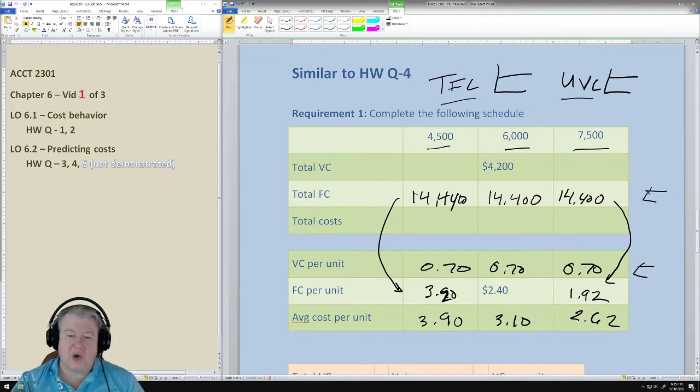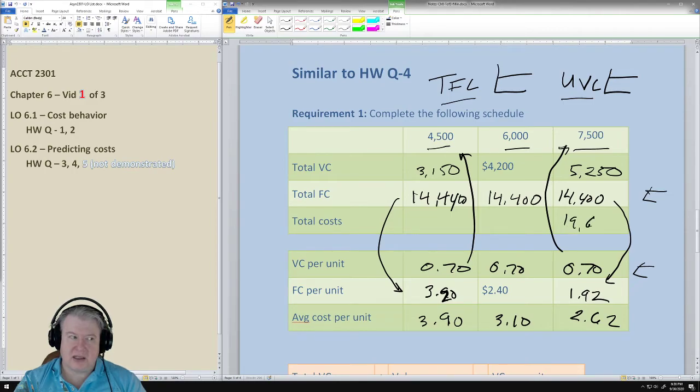Now, how do we get the total variable cost? Well, we multiply 0.7 times 4,500, and that gives us our variable costs. And that is 52.50. And then we can add those up as well. And so that ends up being 19,650. This one ends up being 18,600. And this one ends up being 17,550. So the important thing that I want you to look at here is this line.